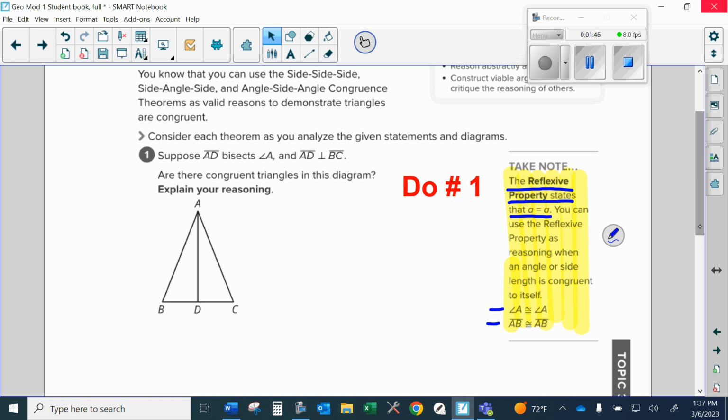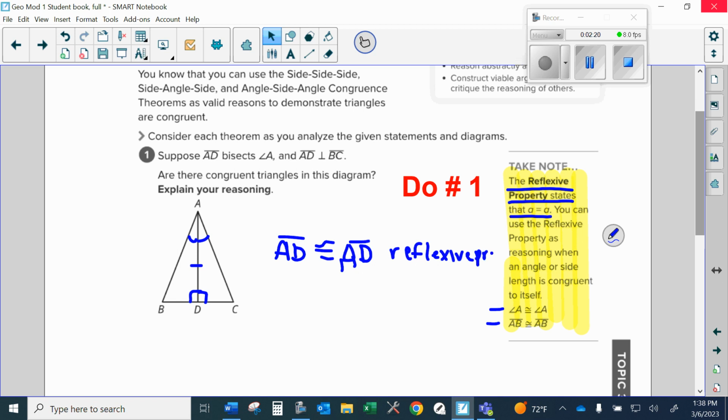So suppose AD bisects angle A, so that means it splits in half. So we have those right there, and AD is perpendicular right there. Are the two triangles in this diagram congruent? Well, notice I have this side that's in common from both triangles. That AD is in both triangles, so I can say segment AD is congruent to segment AD by reflexive property, which is what we just read off right there.